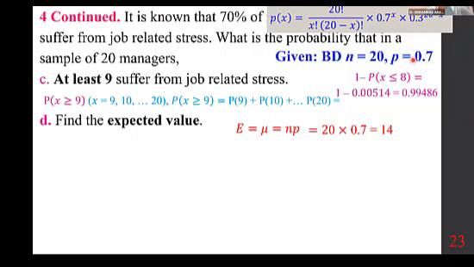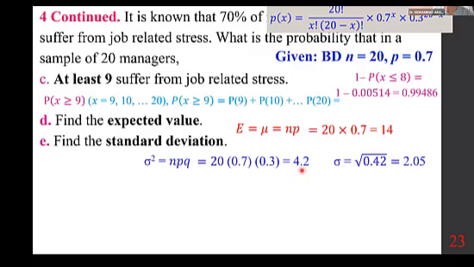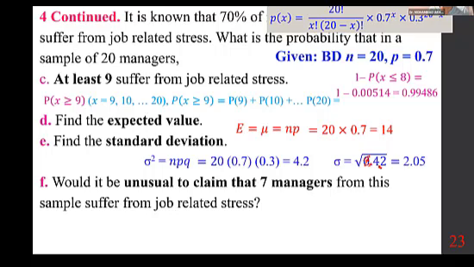20 times 0.7 gives us 14. We want to calculate the standard deviation. Remember, sigma squared is npq, because sigma is the square root of npq. Therefore, let's calculate sigma squared, which means we have to multiply this one by q. And now we take the root of that, because sigma is the square root of that. And we get 2.05.